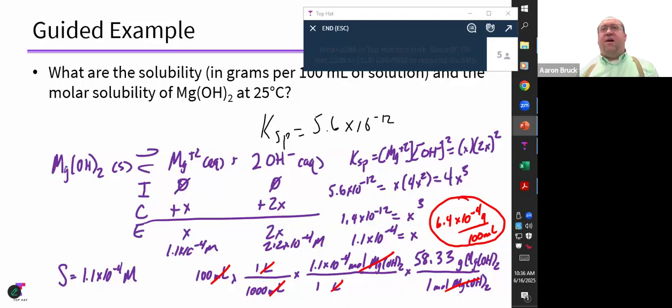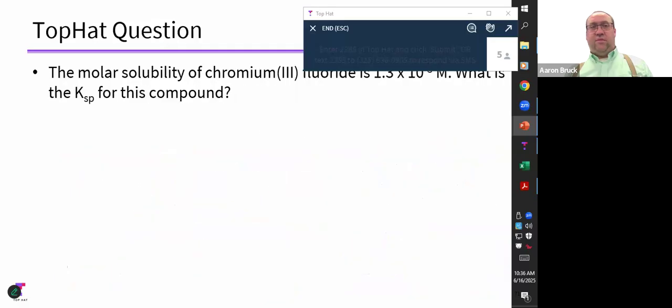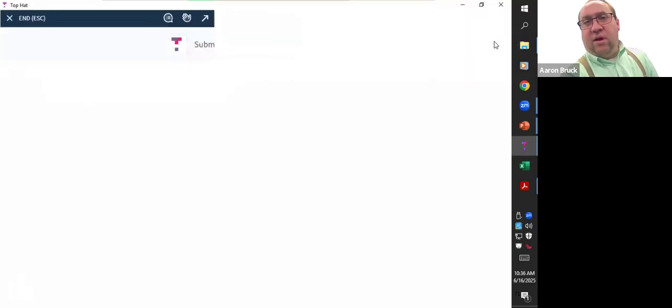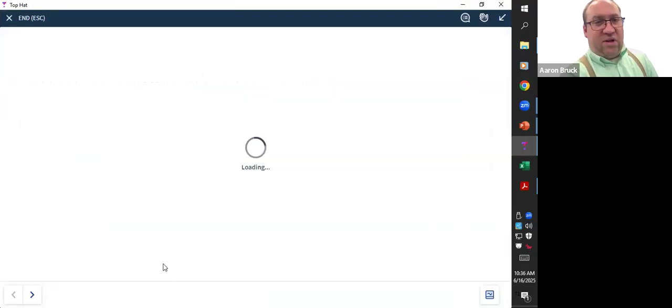All right, any questions about these three examples? We've seen how to work the calculations both directions, whether it's going from a KSP value to figuring out solubility, or going from solubility to figure out KSP, or some kind of combination in between. All right, then try this one here.